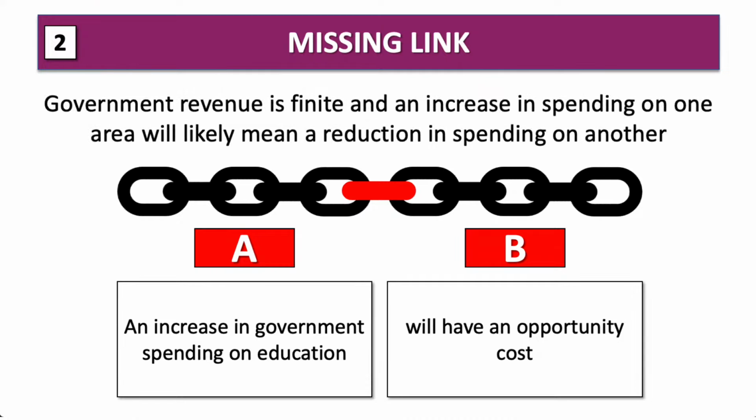So super well done, everybody. You are along the right lines here. So we've got government revenue is finite, and an increase in spending on one area will likely mean a reduction in spending on another. So it is possible the government could borrow, but in the absence of that, we're going to have an opportunity cost.